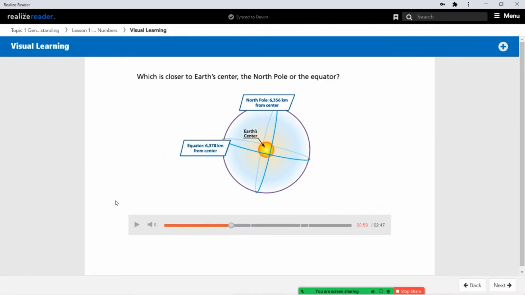So for this question, what they're asking us, they want to know which one's closer. So you're looking at which one has a smaller distance from the center of the Earth. So you're looking to see which number is less than the other.